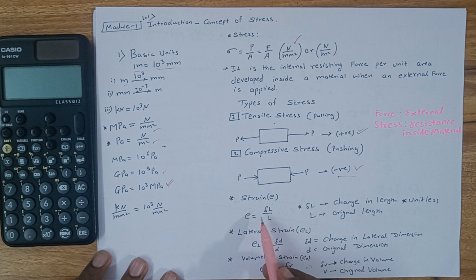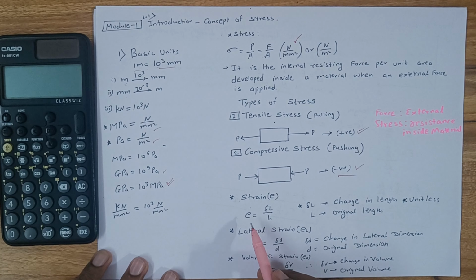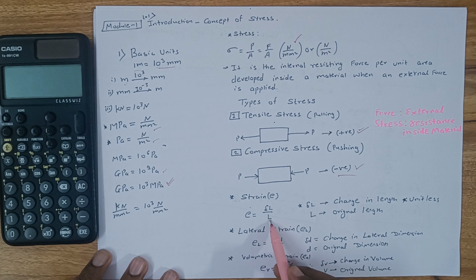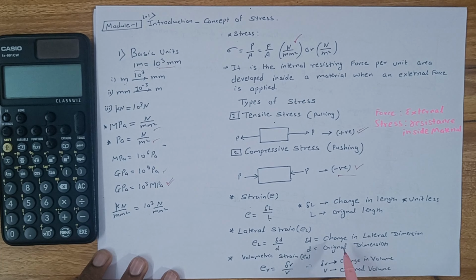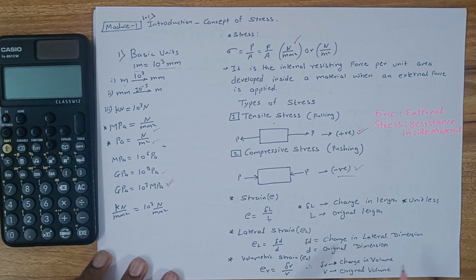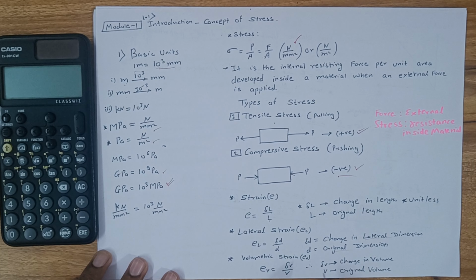Strain. Strain is a unitless quantity. It is change in length upon original length. Lateral strain. Lateral strain is equal to change in lateral dimension upon original dimension. Volumetric strain. It is a change in volume upon original volume.